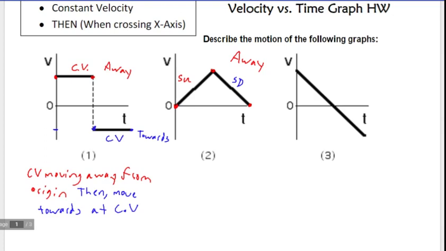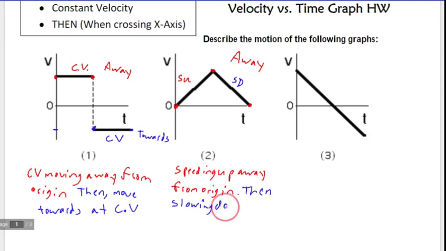So if I write this motion, I would say that I am speeding up away from the origin. Then I would say that I am slowing down, but I am still moving away because I have a positive velocity.